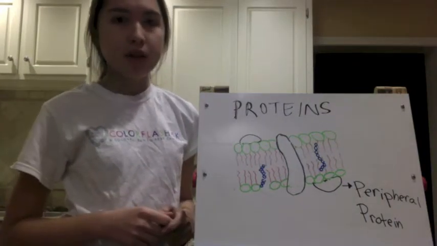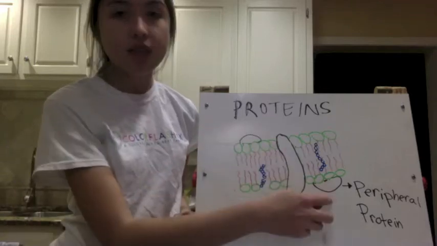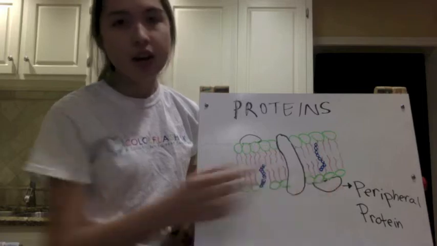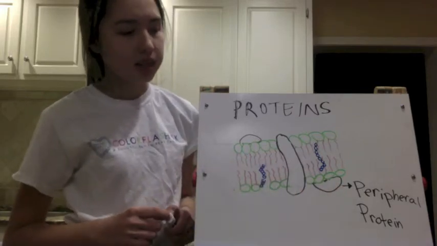As you can see, the peripheral proteins are located on the outside of the bilayer. Because they're located on the outside over here, they are not permanently attached to it and can easily be removed.